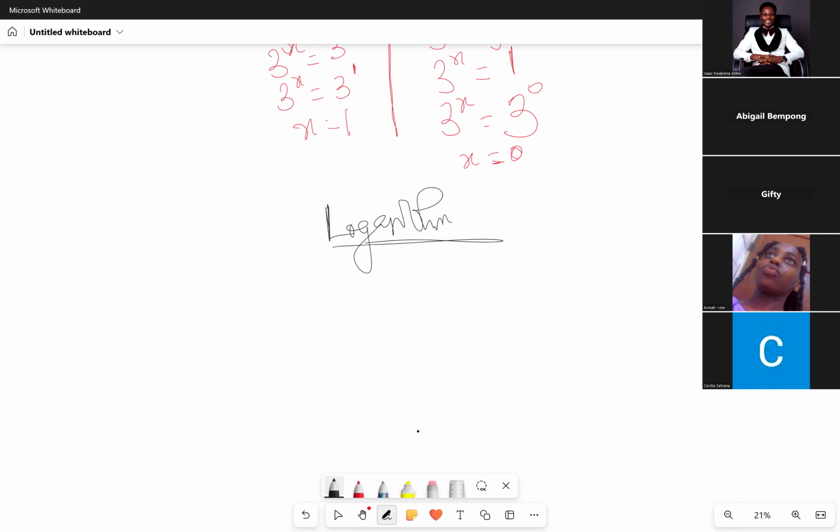Now, to be able to understand the rules and laws, let's learn how to change numbers into logarithmic forms before we begin. In indices we learned how to put numbers into index form. Like 25, 25 is equal to what? 5 exponent 2. And 8 will be 2 exponent what? 3.